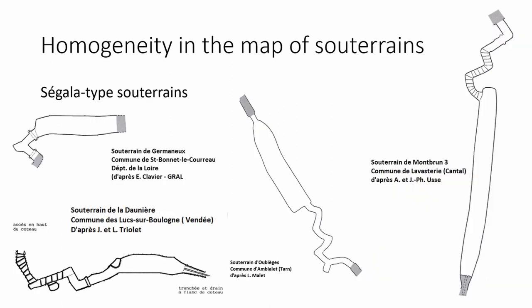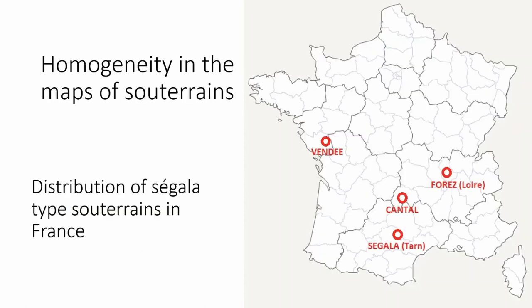We have the same thing here for the cigarette type souterrains. Here we have several maps, and here you find where we can find them in France. They are very far from each other, and we don't understand how the information was spread. One idea behind that is that when people are faced with the same problem in the same context, they tend to reproduce the same solution. But is it enough to explain such a big similarity? I don't know. Maybe there are other explanations.